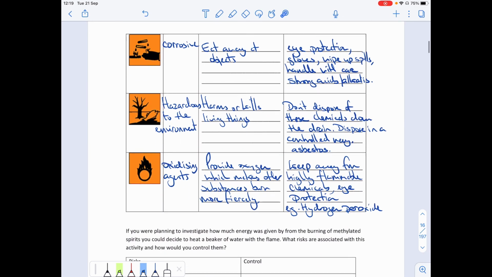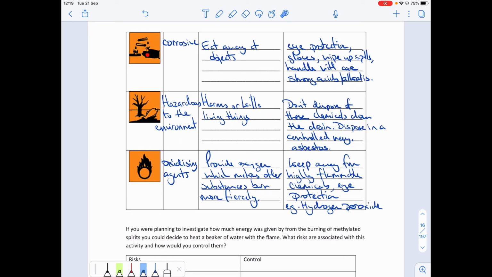Next one is corrosive, and you can see here that the warning sign is showing us this is going to eat away any kind of object, whether that be ourselves or desks, for example. It will cause damage to those areas. What can we do? Eye protection, we can wear gloves, and wipe up spills again to make sure that we remove any chemical from the area for somebody else using it. We handle the chemicals with care to prevent those spillages, and examples of chemicals that would carry this corrosive warning are strong acids and alkalis.